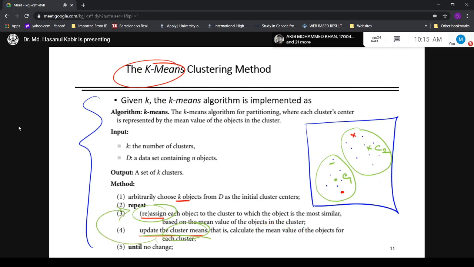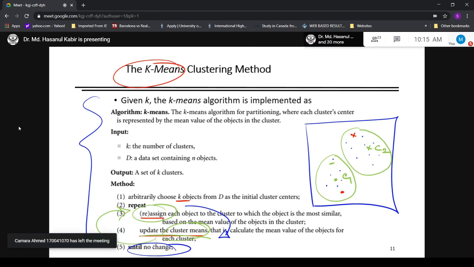That means these steps will go on and on until what will happen? What's the condition? Until there is no further changes. Is this clear? Yes, sir. So this is basically what we are doing over here. This thing is very simple.